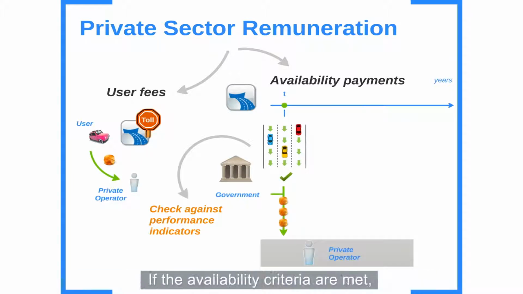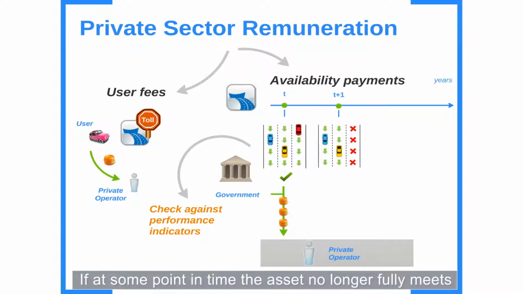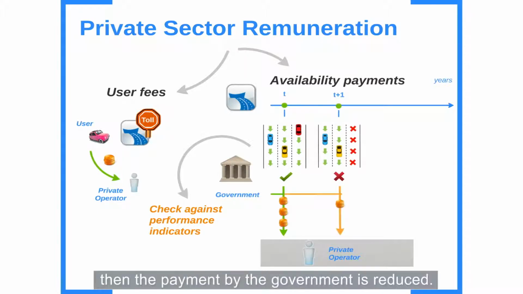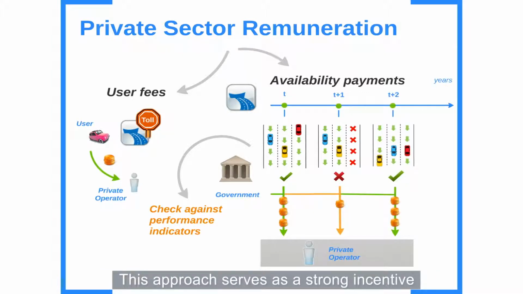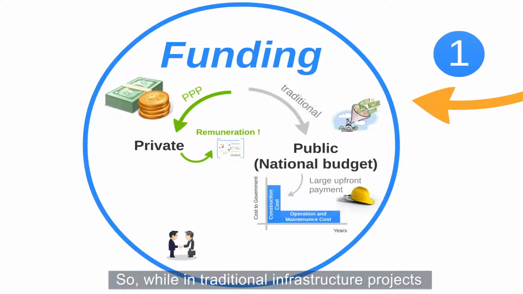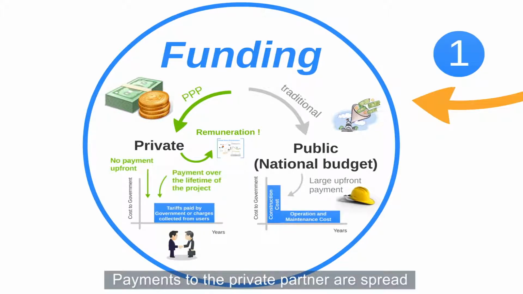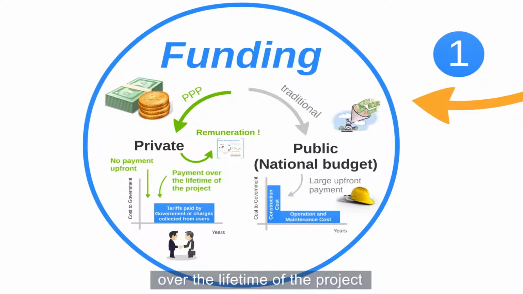If the availability criteria are met, the government pays a fixed fee to the private operator. If at some point in time the asset no longer fully meets the availability criteria, then the payment by the government is reduced. This approach serves as a strong incentive for the private partner to maintain asset performance over time. So while in traditional infrastructure projects, payments are made upfront, in PPPs, no public funds are disbursed during the construction phase. Payments to the private partner are spread over the lifetime of the project once the project is operational.